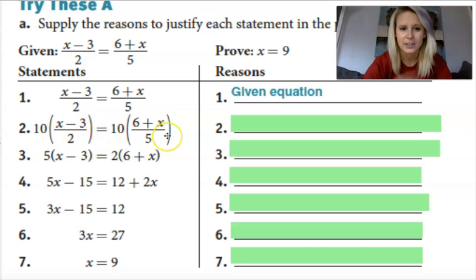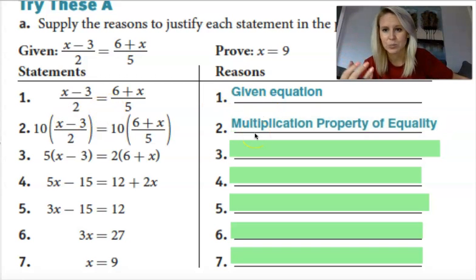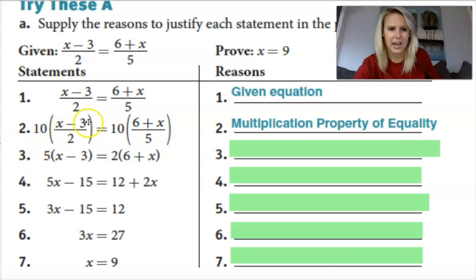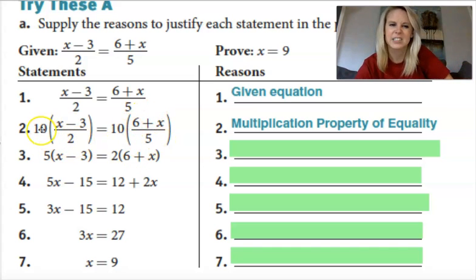On number 2, notice the only thing that was changed was they had parentheses and then a 10 on the outside. So they multiplied by the common denominator of 10. And so since they multiplied, multiplication property of equality. From 2 to 3, this was pretty tricky. Notice that the numerator did not change, but the denominator did. And so they basically said, hey, 10 divided by 2 is 5.